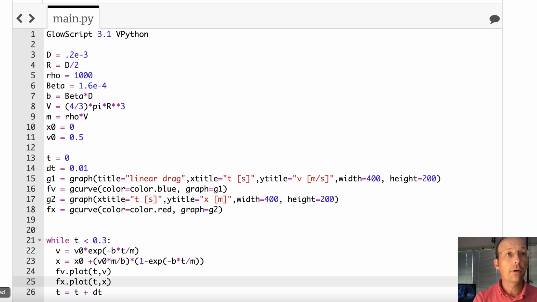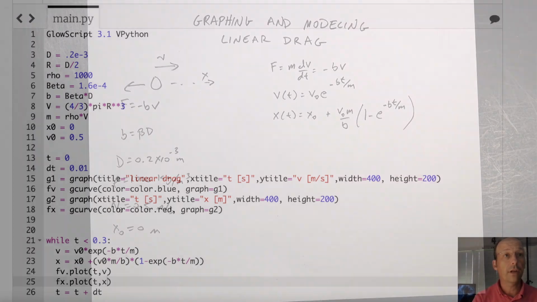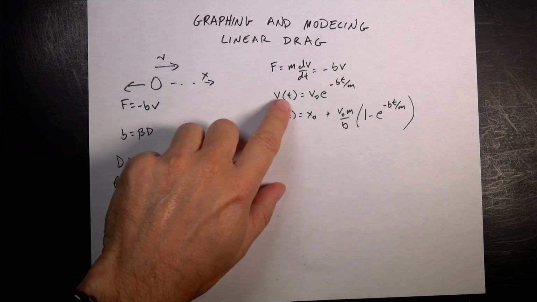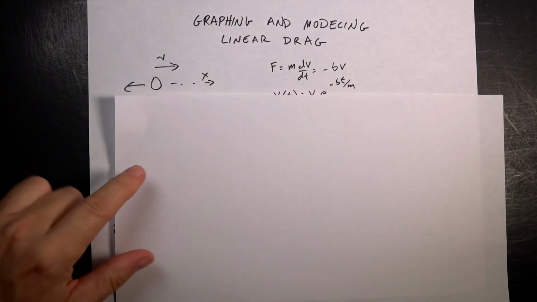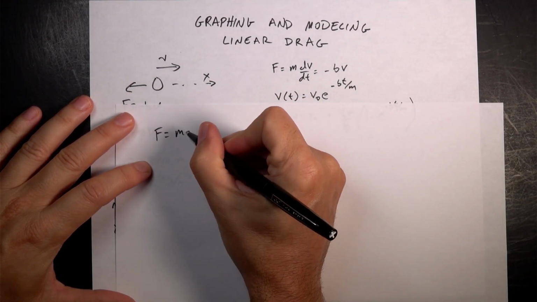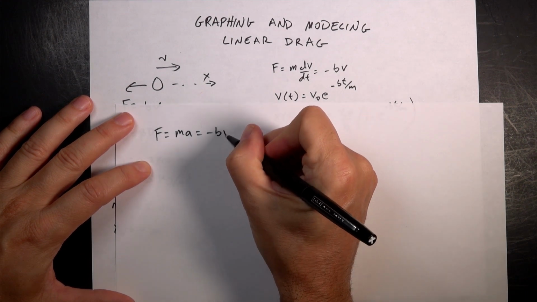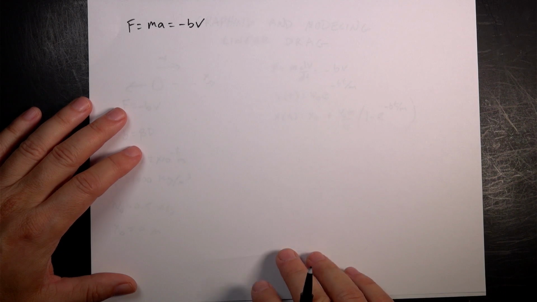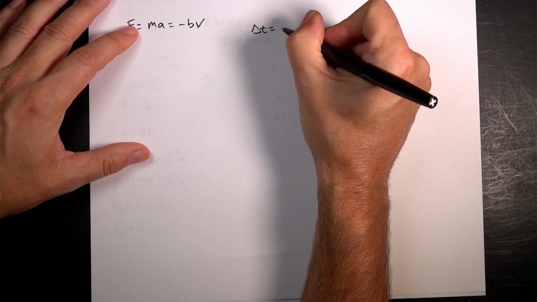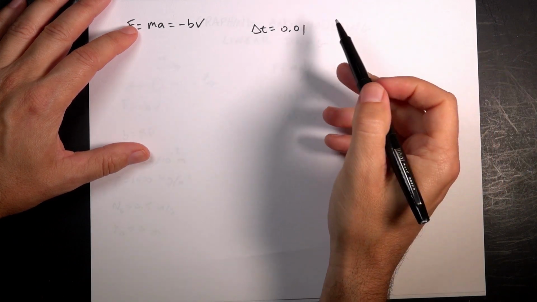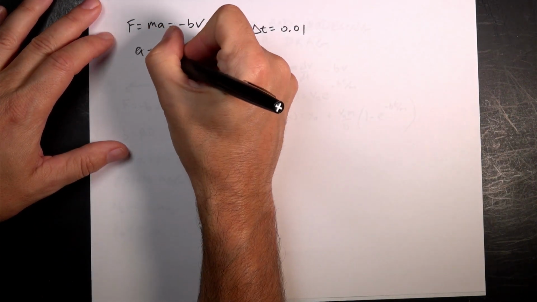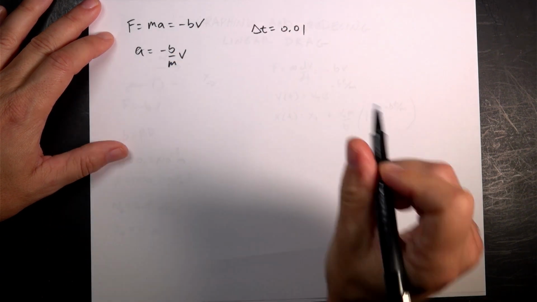Okay, so let's go back over to paper, and I'm going to show you how you can do this without integrating, which is what we did before. So let's take this equation right here. I'm going to rewrite it. F, and this is in one dimension, equals m a. I'm going to write this as ma equals negative bv. That's all I need. So suppose I break the problem into small time steps. Delta t equals 0.01 seconds. During that time interval, I can calculate the acceleration, a equals negative b over m times v.